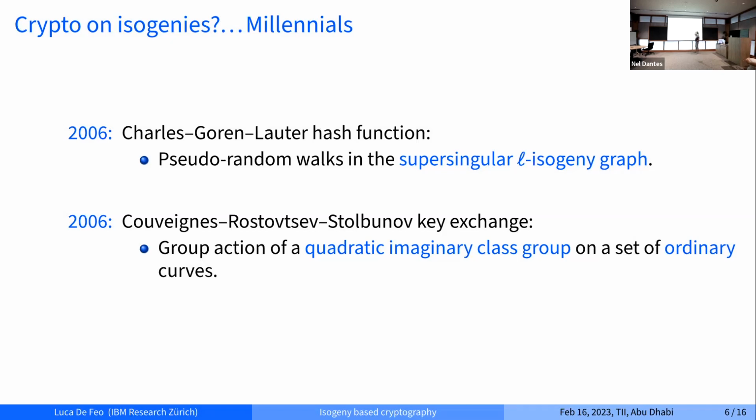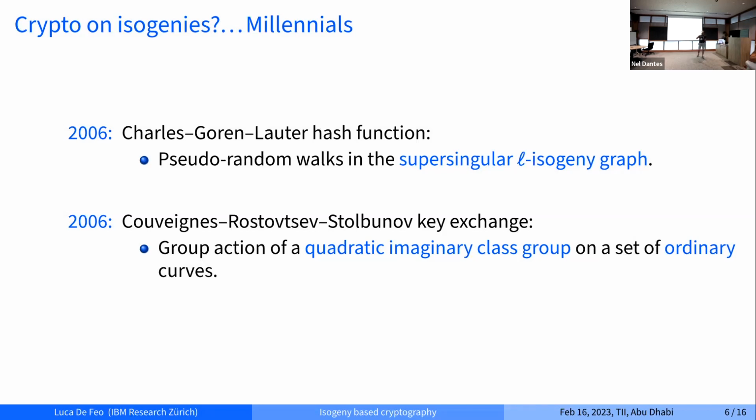And soon afterwards, in unrelated and independent work, Rostovtsev and Stolbunov published something that's really public key cryptography, and that was a key exchange scheme based on a very special class of isogenies and elliptic curves. Now, this is a bit complicated. I will come to introduce the terms better later, but the idea is that you have something that almost looks like the operation of exponentiating in a cyclic group.